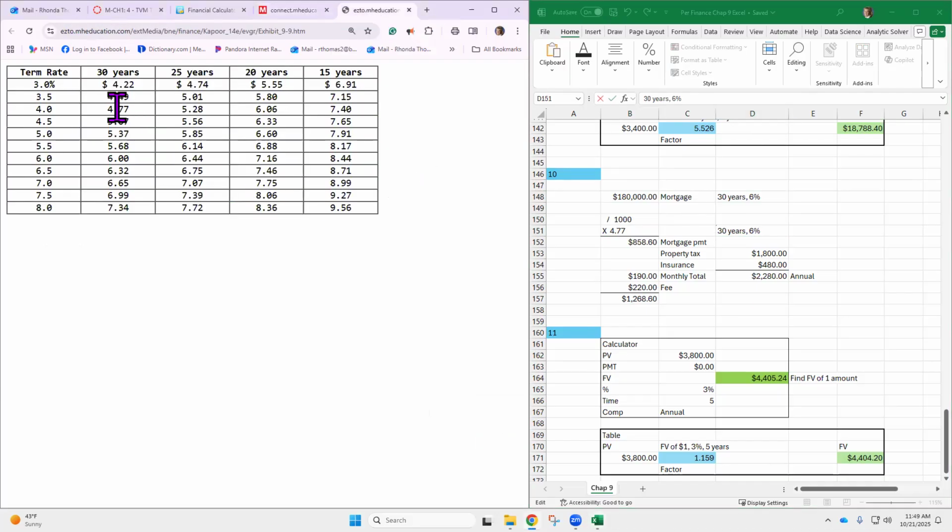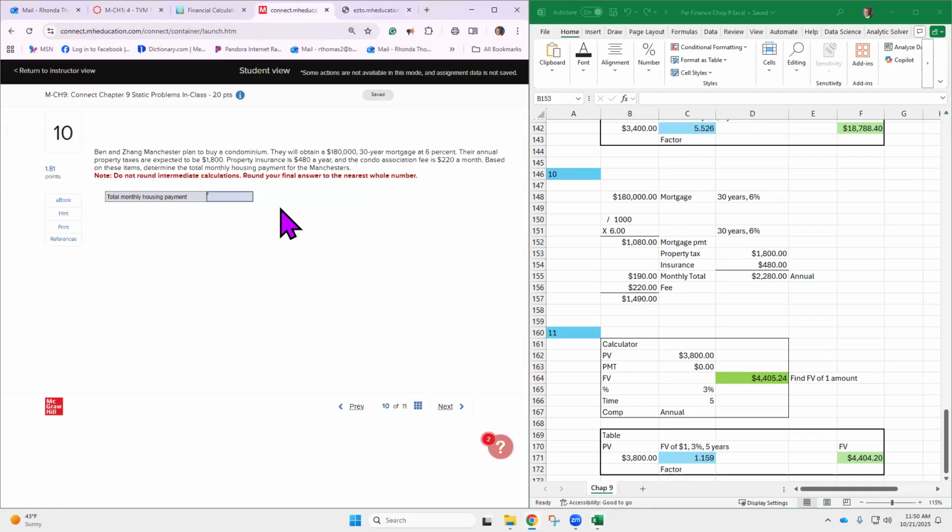Okay, 30 years at 6% is 6.00, times 6.00. So it looks like we've got a mortgage payment of $1,080 a month. Okay, so we have to start with that. That's not what they want, though. They want the total monthly housing payment.